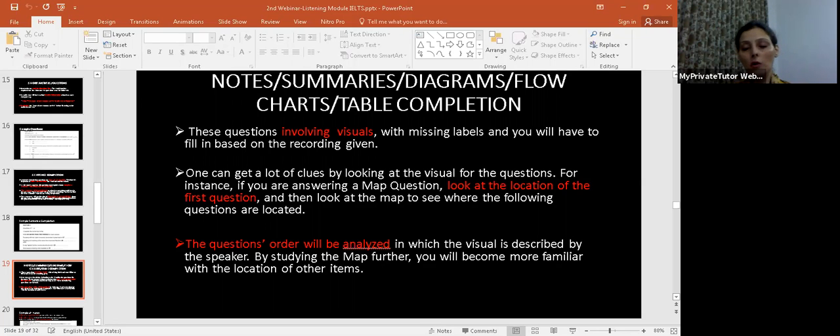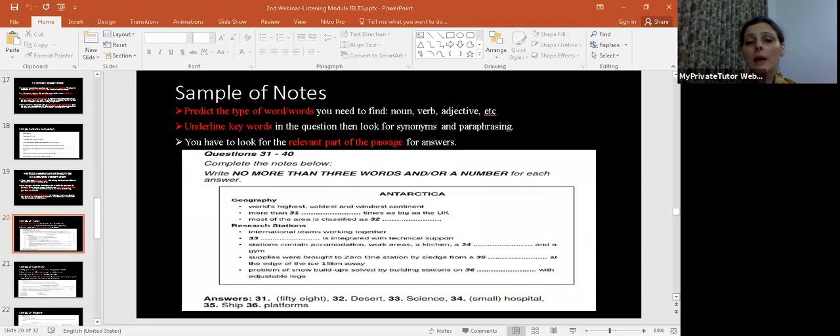You have to follow all the locations that are described in the audio. Then a sample of notes is in front of you. The question is going to be, okay, predict the type of word you need to find. We are going to have a look.